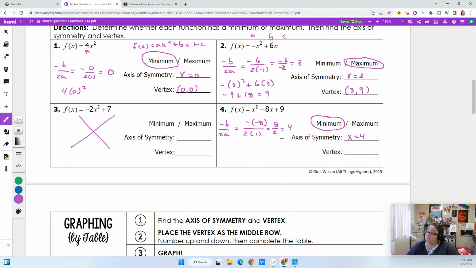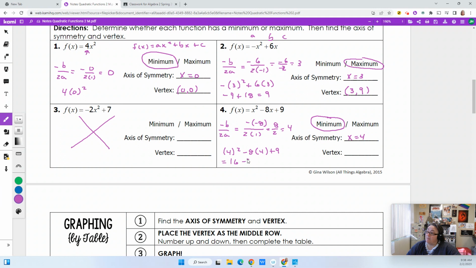And then when we want to find our vertex, we're just going to plug it in. So I'm going to go, okay, here I have 4 squared minus 8 times 4 plus 9. That's going to give me 16 minus 32 plus 9. 16 minus 32 is negative 16, plus 9 is negative 7. So this is negative 7. And so our point here would be 4, negative 7. And so that's how we're going to find our axis of symmetry, and it's going to be how we find our vertex. You're going to have to do it over and over again. Well, by over and over again, I think like 6 times.